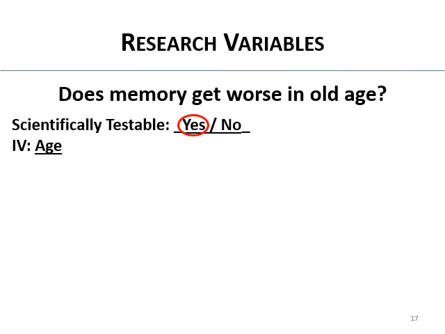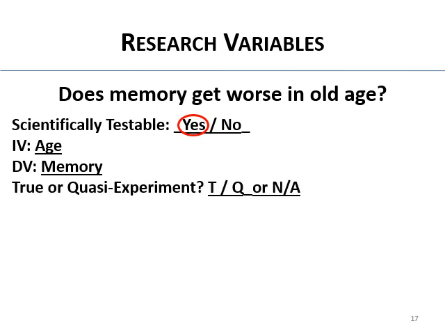And then what do we think varies as a function of age? Well, we think memory differs as a function of age. So that's our DV. So are we randomly assigning people to be old or not? No, right? This is a clear quasi-experiment. We're just measuring people how they are and looking at their memory.